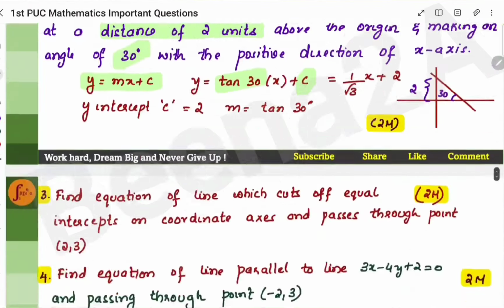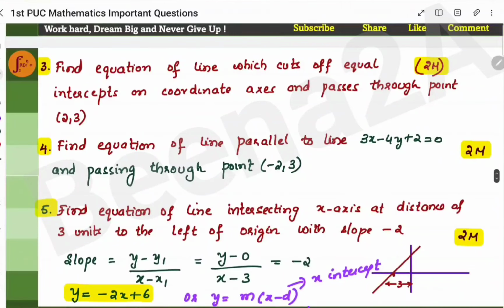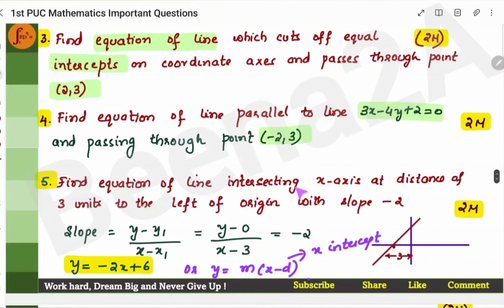This is the equation. Similarly, you have equation of line given intercepts and given point. Then you have equation of line given a line and point, right? Here, equation of line intersecting at a distance of 3 units to the left of origin with slope as -2. Again, you can use this formula, right? Slope is equal to y minus y1 by x minus x1, right? Since slope is given, you can substitute -2 instead of slope. Then you have y minus y1.